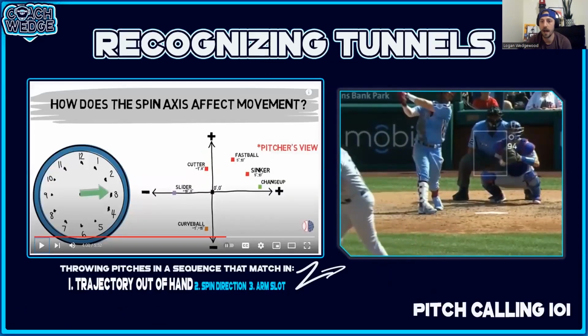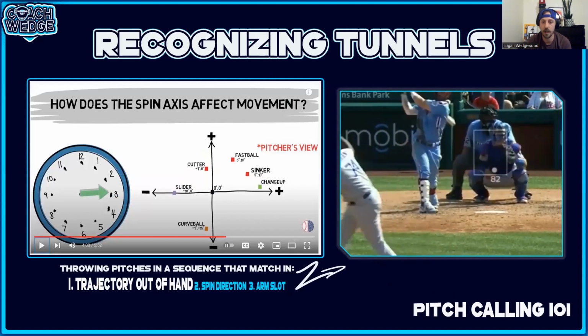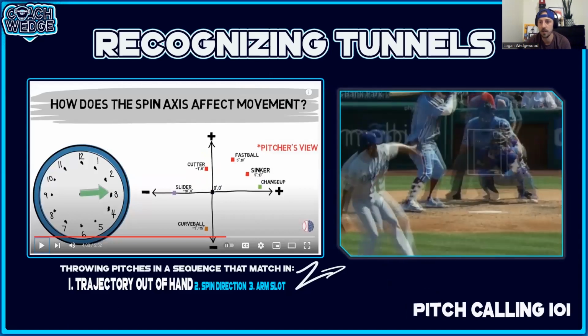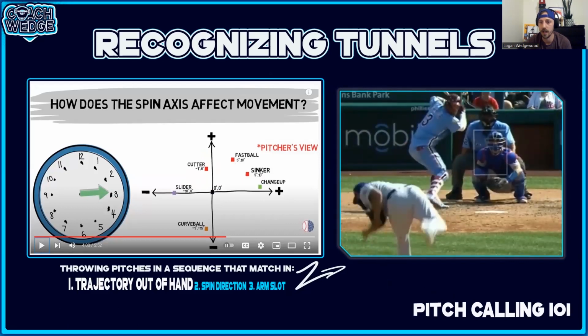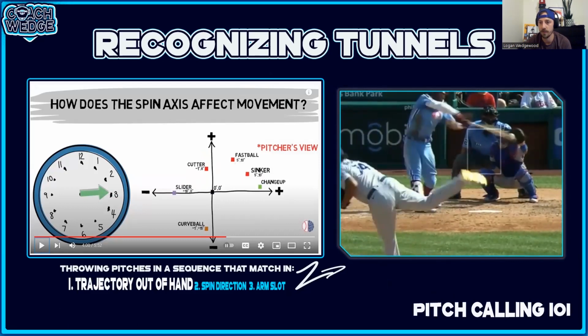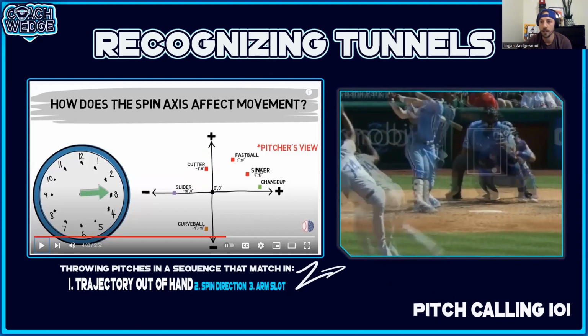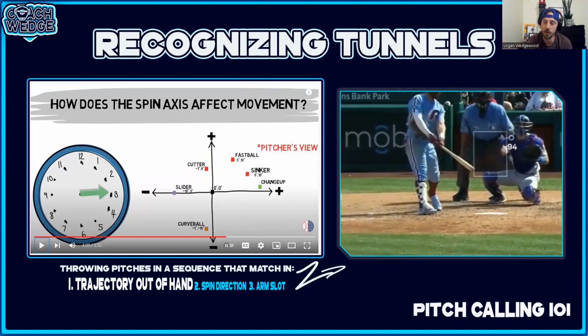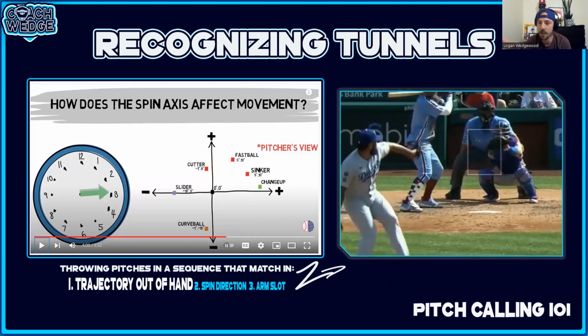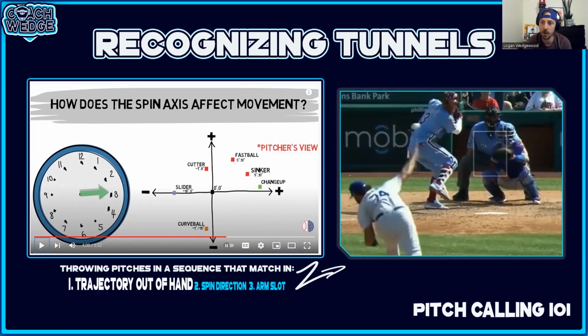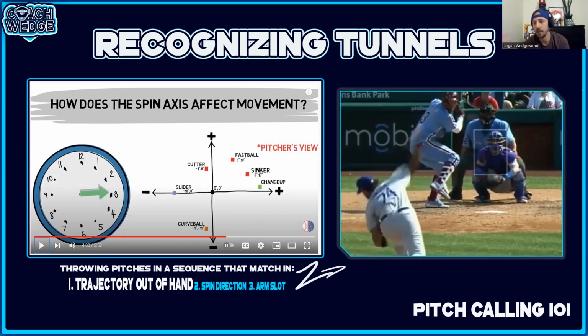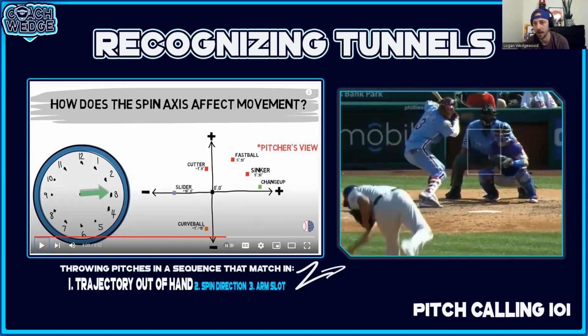Okay. So how to build a tunnel with your pitcher, and how to recognize tunnels. This is Kenley Jansen back when he was on the Dodgers. He's going fastball, curveball, and then fastball, right? We can see the movement profile, which is what we're talking about here. If he throws the fastball at that up and out corner, and then he throws his breaking ball off of that, then that's going to be in the bottom part of the zone and away from the hitter.